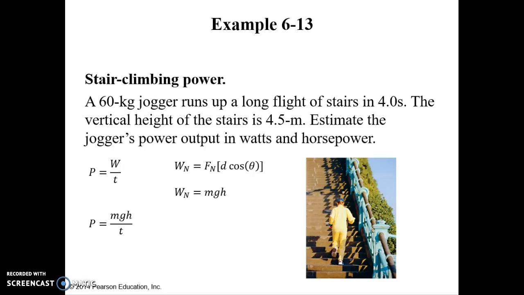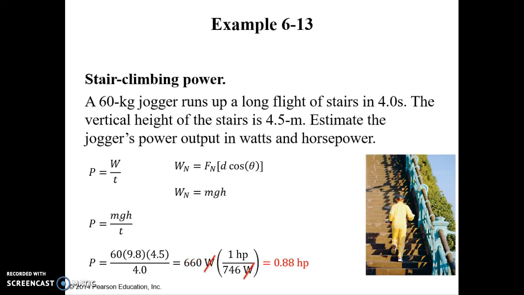Now we can plug into our power equation, plug and chug, and we get 660 watts for the jogger's output. And then to figure out the horsepower, all we need to do is use a unit conversion, which is 1 horsepower equals 746 watts. And so we get an answer of 0.88 horsepower.